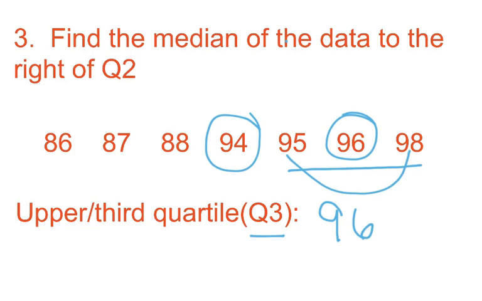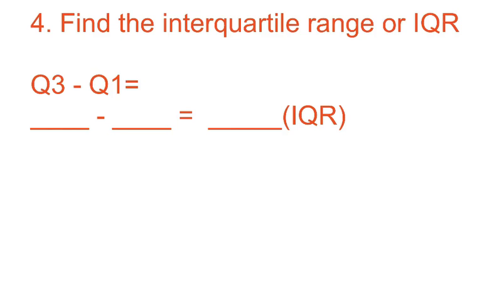Next, we're going to find the interquartile range. Well, range, remember, is where you take the largest number and you subtract the smallest number from it. So Q3 was 96 and Q1 was 87. So 96 take away 87 is 9. So the IQR is 9.